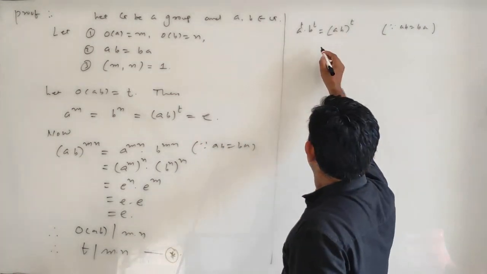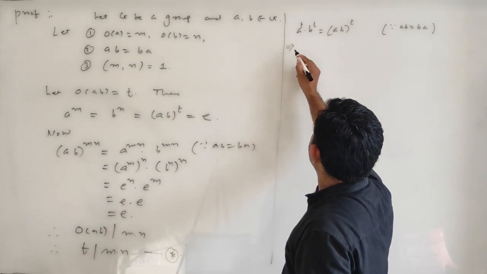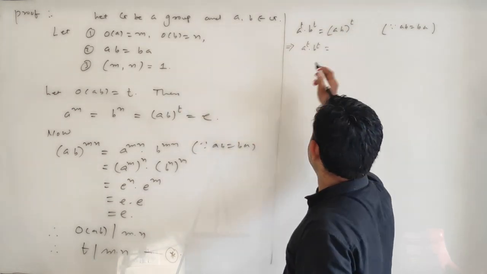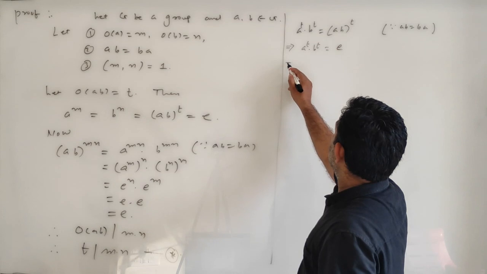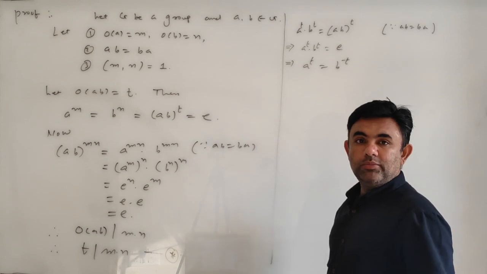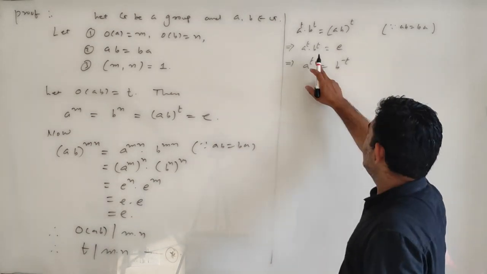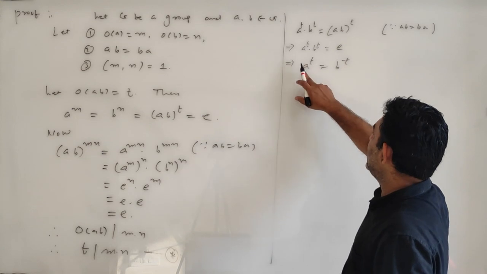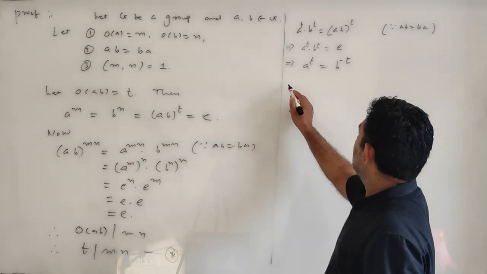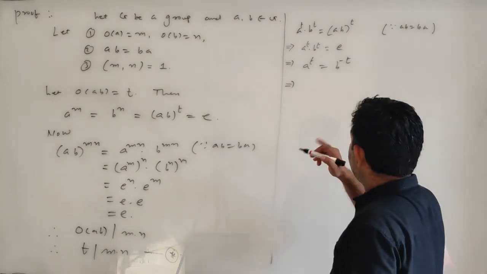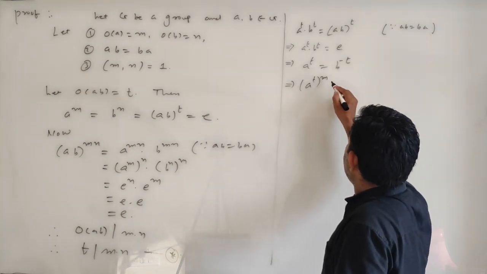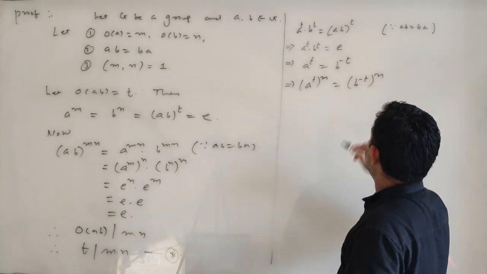Okay, it gives me A raised to T into B raised to T is equal to AB raised to T, and AB raised to T is identity also. So now you multiply both sides by B raised to T inverse. Here I get only A raised to T, and B raised to minus T will be here. Now you take the mth power on both the sides. So A raised to T raised to m is equal to B raised to minus T raised to m.